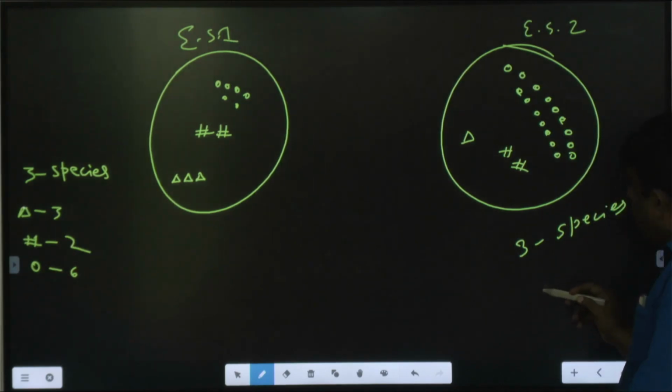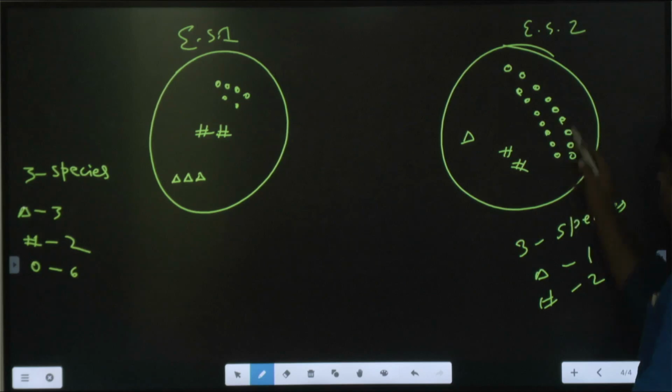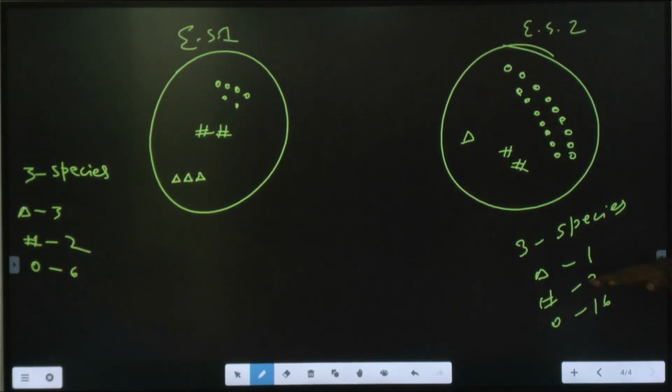But if you talk about the population, 1, 2, और फिर अब ये काउंट अगर करो तो more than 10 है ना? 16. चलो काउंट कर लिए. What I want to convey here, look, in terms of number of species, there is no difference in ecosystem 1 and ecosystem 2. Both ecosystems are having 3 species.